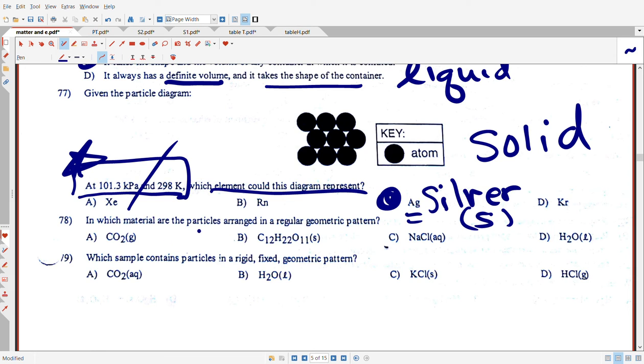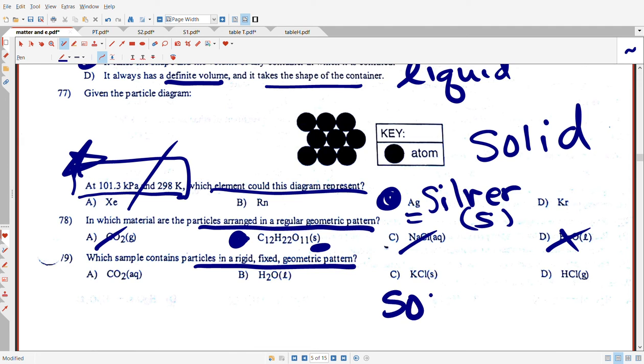Which material has particles arranged in a regular geometric pattern? We want to look for subscript S for solid. It doesn't matter what the compounds are, the key is solid. Which sample contains particles in a rigid, fixed geometric pattern? Solid, I'm looking for, right there.